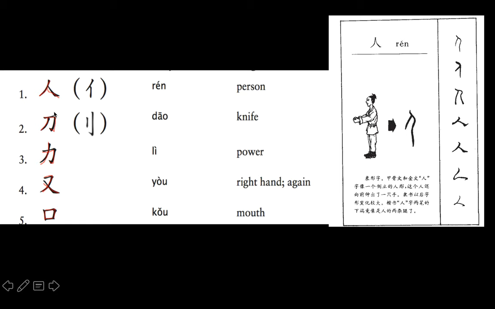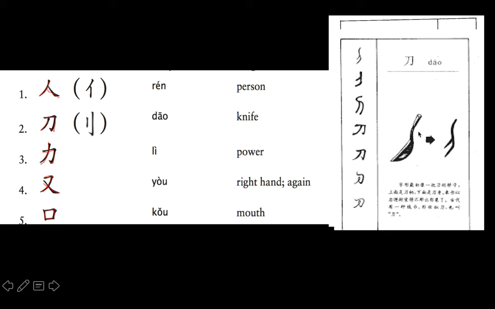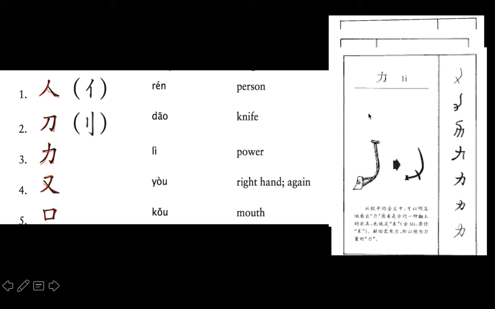Alright, the second one is 刀. 刀, long time ago, is the shape of the real knife in the world. So this is a handle, and this is the sharp part of the knife, right? So then it becomes this one. Okay, and then we have Li, power, 力. And 力 in the traditional script actually looks like a 刀, looks like knife. Because it uses power to use knife.